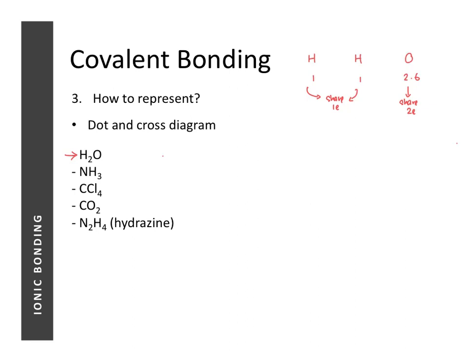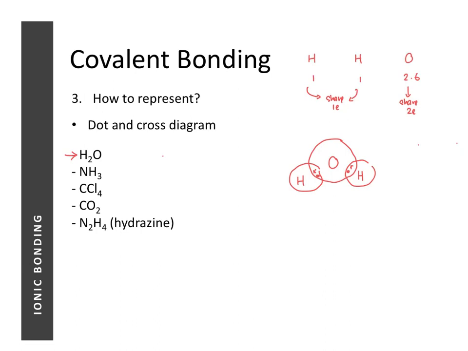Okay, the trick is this: you always put the atom that needs to share more in the middle. Alright, so oxygen needs to share more electrons, so we put it in the middle. Oxygen needs to share 2 electrons, so essentially it can share 1 with 1 hydrogen and share the other electron with the other hydrogen. So you will get something like this.